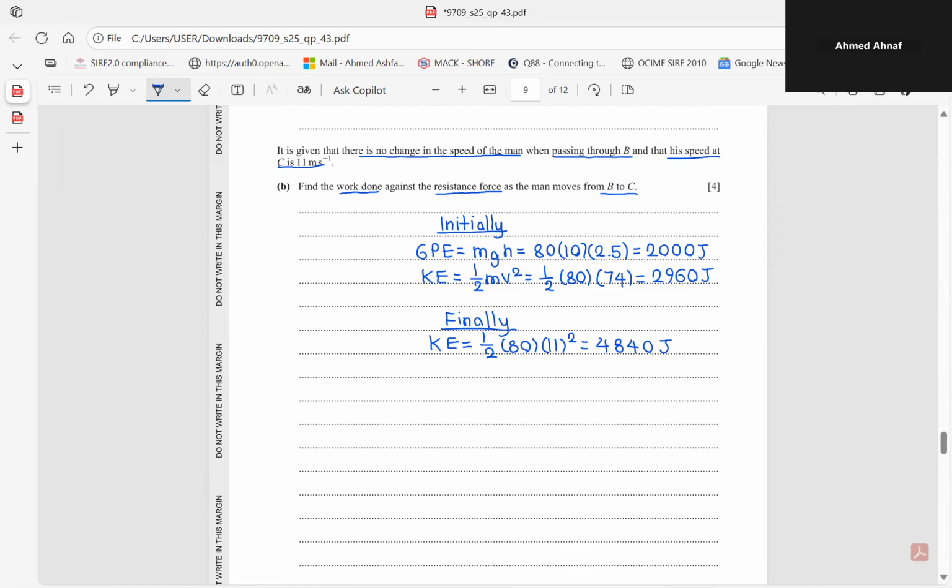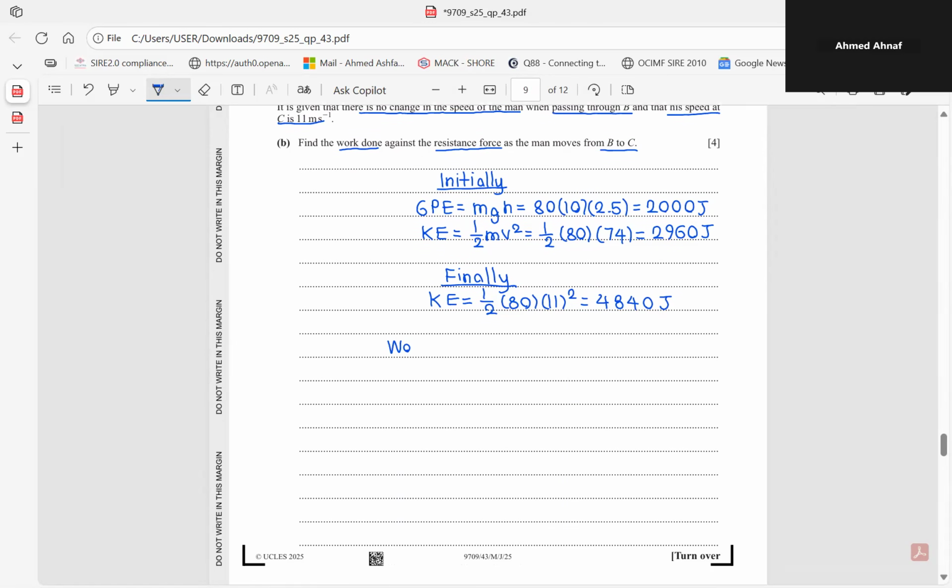4,840. Okay, now we can find the work done against the resistive force, because according to the principle of conservation of energy, the total energy before should be equal to total energy after. And if there's a difference in the two energies before and after, it means that the energy has been lost as another form of energy, such as work done against the resistive force. This is also another version of your work energy principle.